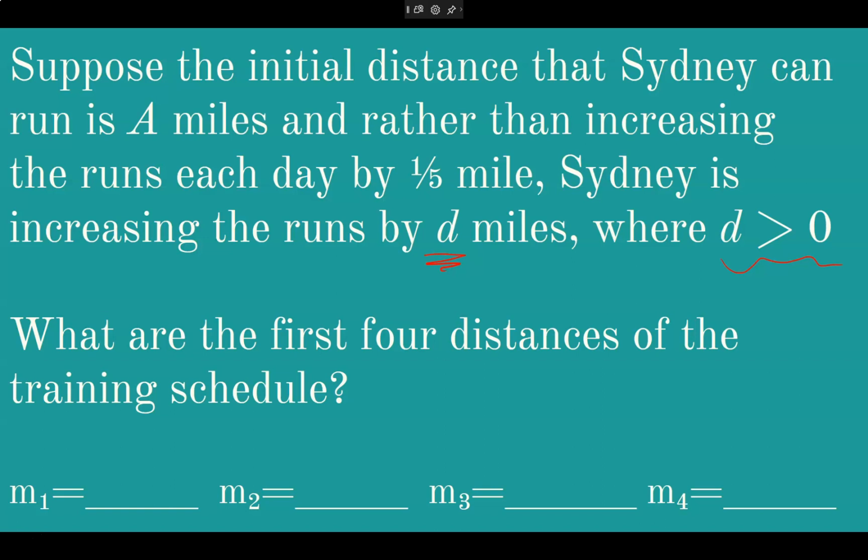So now how can I represent the first 4 days? Well, day 1 is still going to be what? Day 1 is still A. We still start with the A miles, whatever they are. So now how do I represent day 2? A plus D. Good. My initial plus my distance.